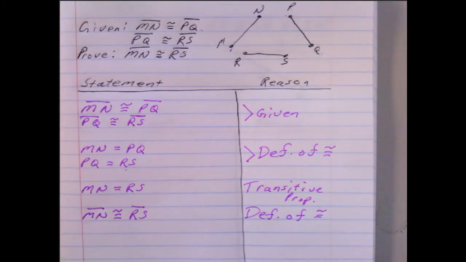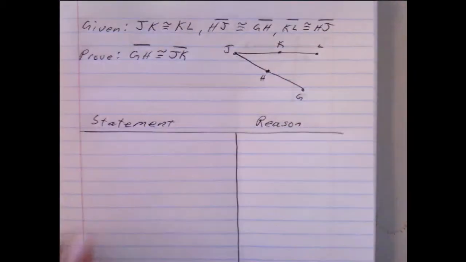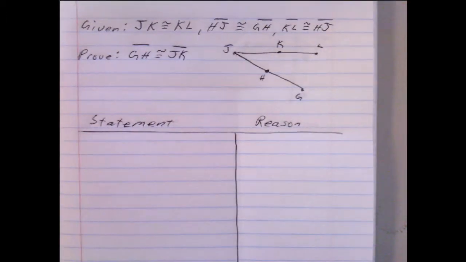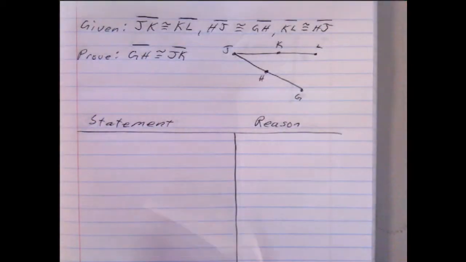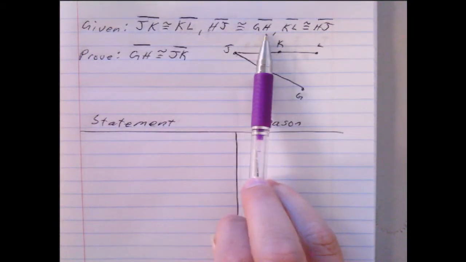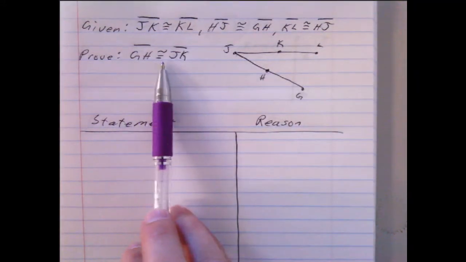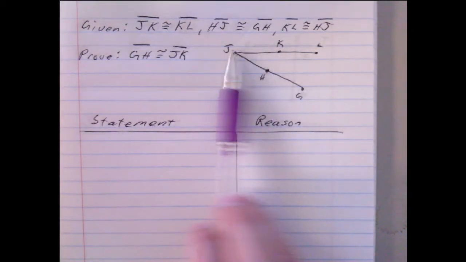Okay? Alright, let's look at another one. Okay, so for this one, again, we're going to be starting out with our given information. I apologize, I forgot my segment symbol over the top of two of these. So we have segment JK is congruent to KL, HJ is congruent to GH, and KL is congruent to HJ. And we're trying to prove that GH is congruent to JK. GH is here, JK is here.